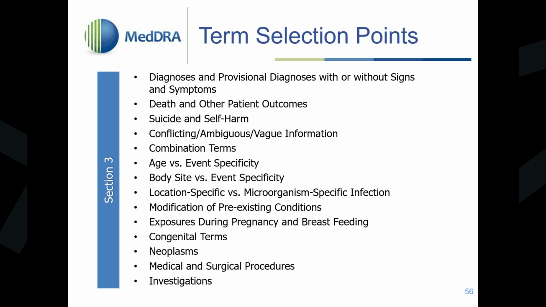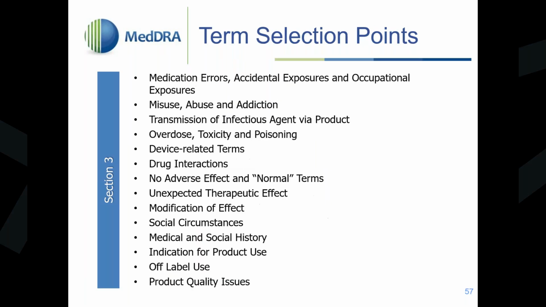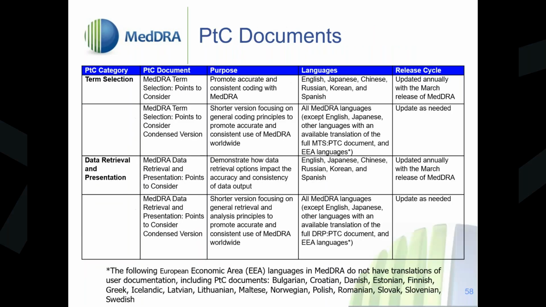So as you're going through your coding activities or review activities, you can find the section that's relevant to your term in the PTC document and read that. And there are so many of them that it's really not possible to go through them in a webinar. So the PTC documents, like we said, cover the two main areas: the coding in MedDRA, which we call the term selection, and the data retrieval and presentation, which is the analysis documents.